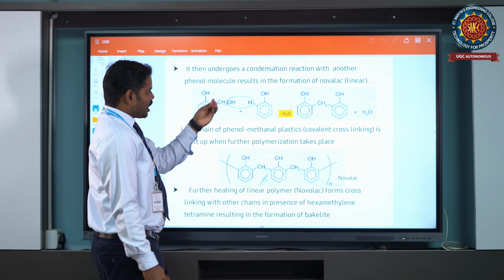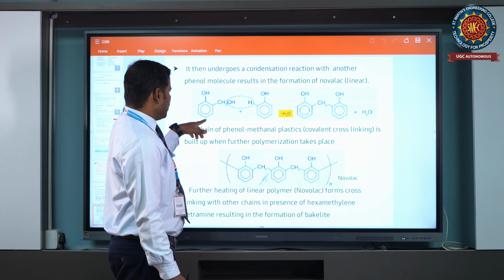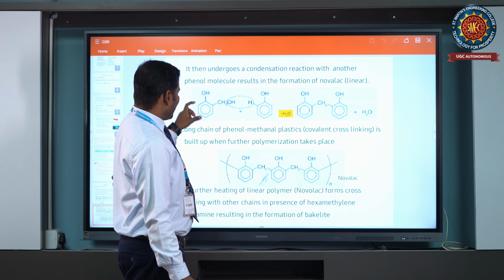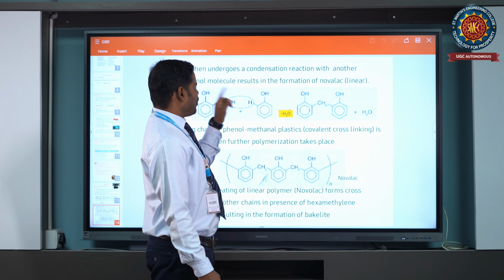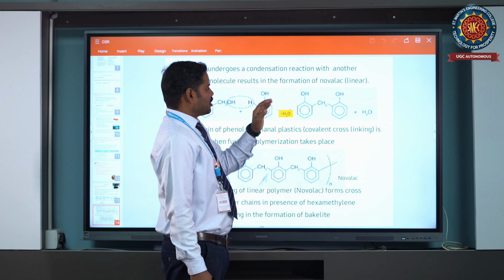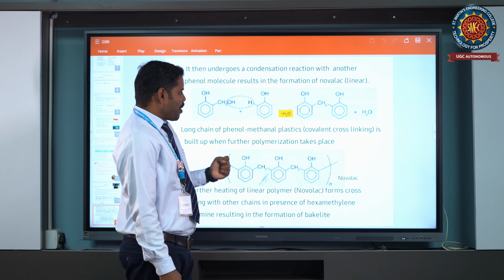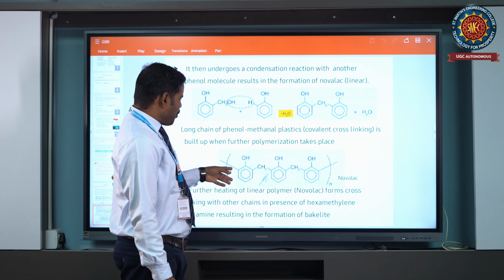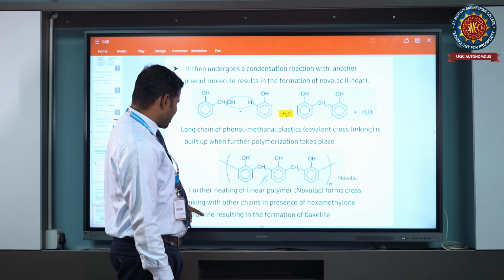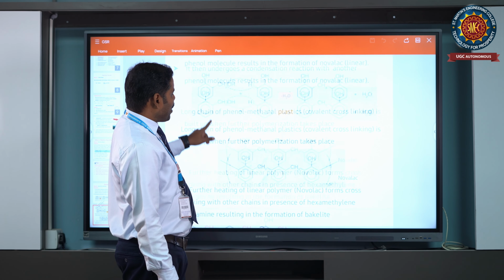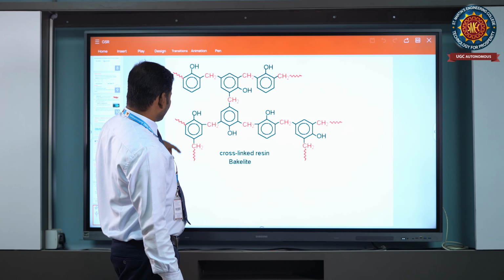Phenol undergoes condensation reaction with another phenol molecule, resulting in the formation of linear Novolac. First, phenol C6H5OH reacts with formaldehyde to give methylol, which reacts with another phenol. So it is called Novolac. Long chains of phenol and methylene, with covalent bonds between them, is the Novolac structure. Further heating of the linear Novolac structure forms cross-linked polymers. It is called bakelite. The structure of bakelite is cross-linked polymers.